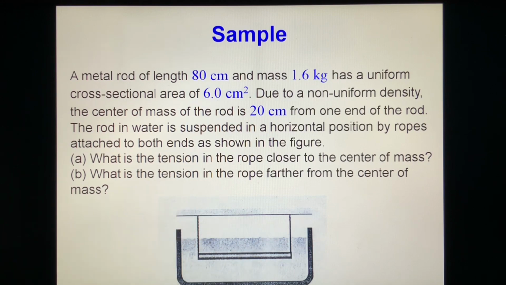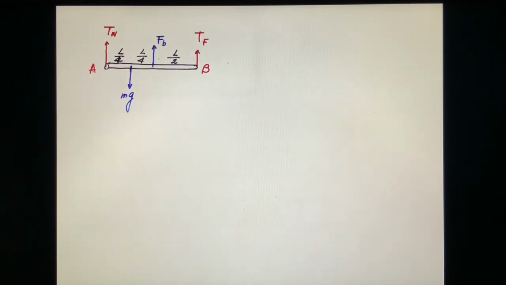Definitely these two are not the same. I want to find the one closer to the center of mass and the one far from the center of mass. Anyway, the tension in two ropes. We look at this one. The center of mass is about 1/3 of the way along. And then we have two tensions from the ropes. And then we also have the buoyant force at the center of the rod.